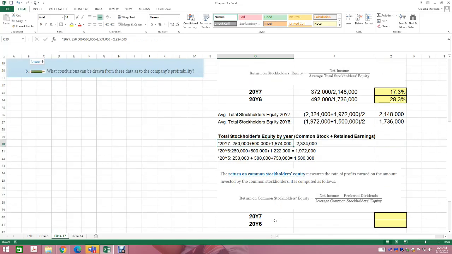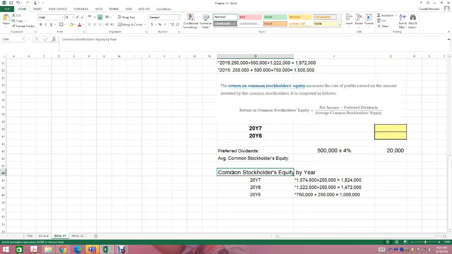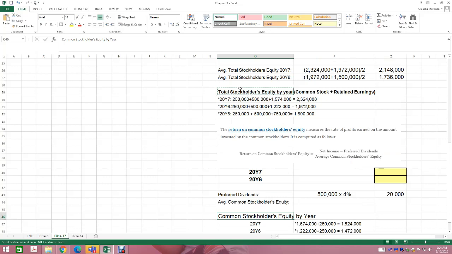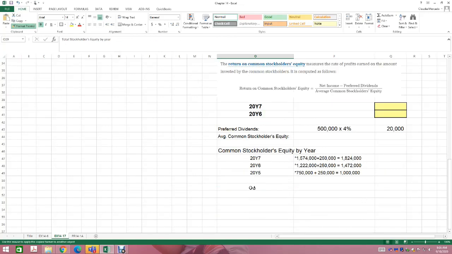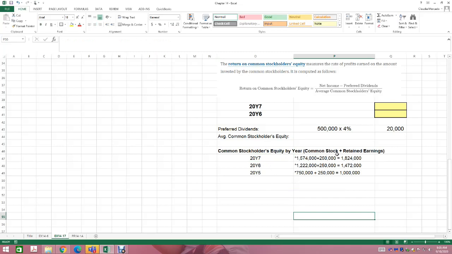Oh, I put it in the wrong cell. Copy, paste. There we go. So my common stockholders equity by year, and then I can do here common stock plus retained earnings. There we go. So for your common stockholders equity, it's your common stock plus your retained earnings.